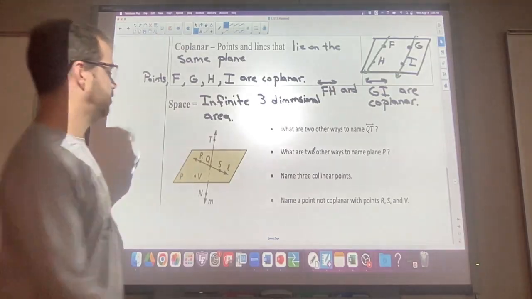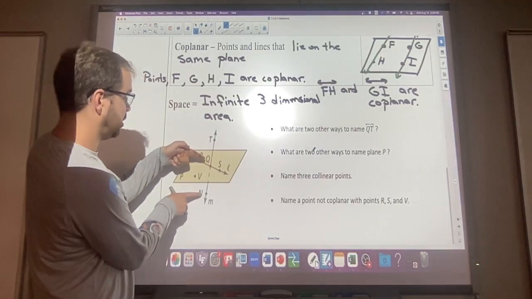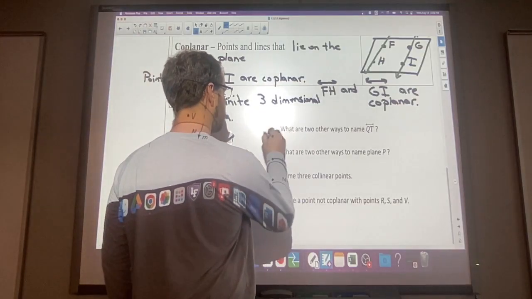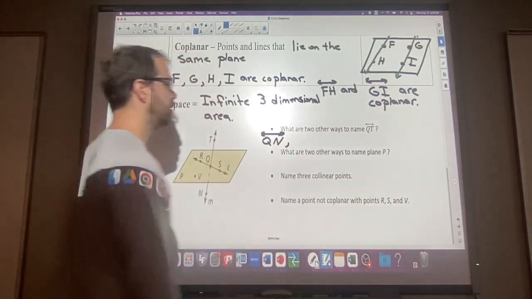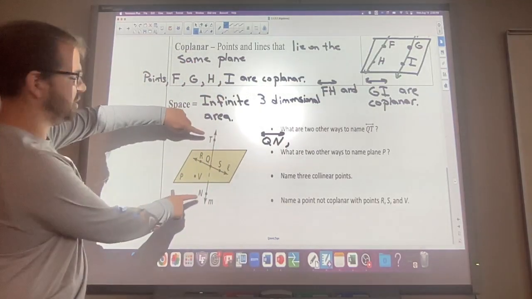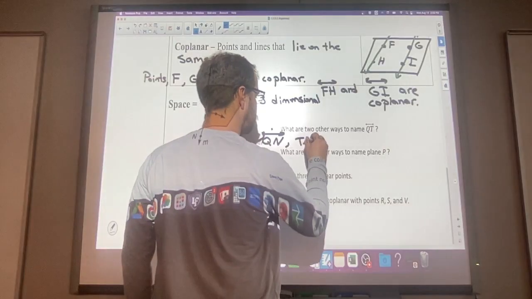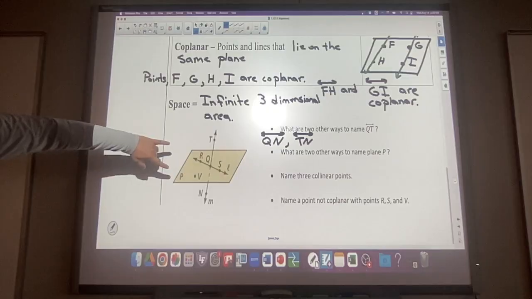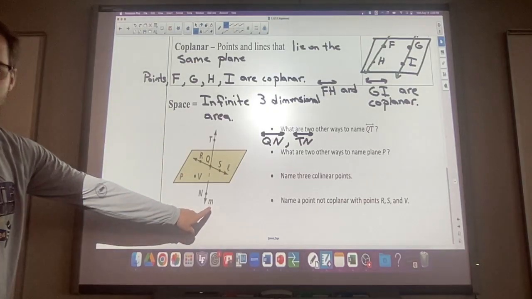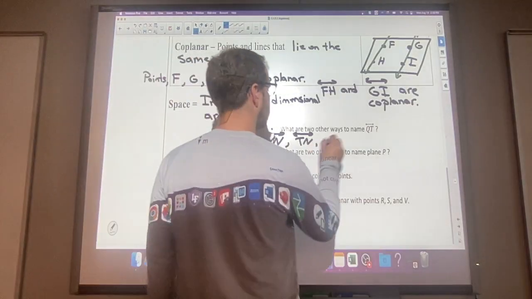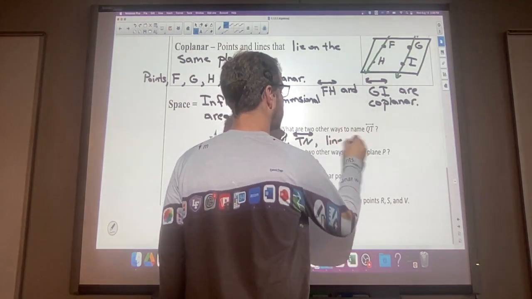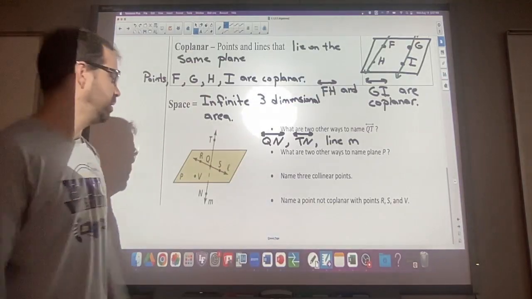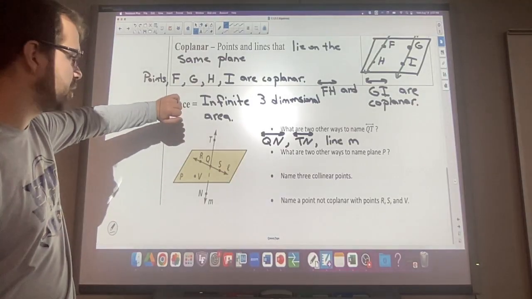Well, we use Q and T, but we could use Q and N, which is also on this line. So we could do QN. Make sure you use your line symbol. We could also do T and N. And they have this lowercase m here, so there's more than two ways. We also could call this line m. We have to say line because it's not 2 points with this symbol, it's just using the lowercase letter.